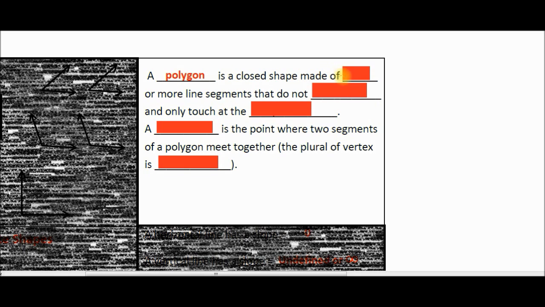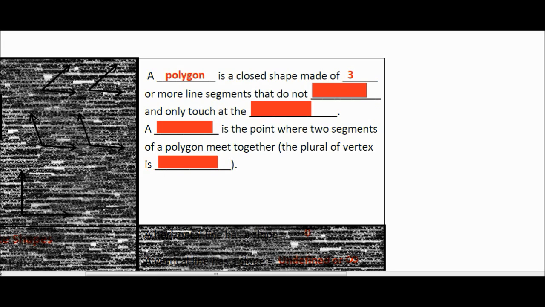So a polygon is a closed shape made of 3 or more line segments. You have to have at least 3. 3 line segments make a triangle, and you can do 4, 5, 6, up to millions of sides or line segments that make up a polygon. You can't make a polygon with 2 because you cannot close it, which we'll see in a moment.